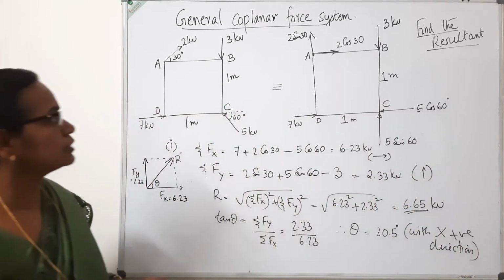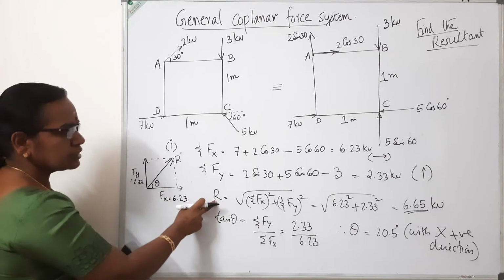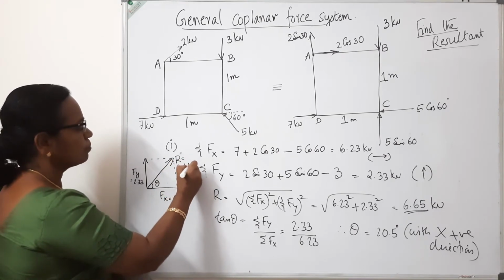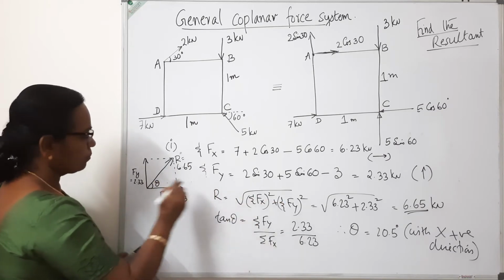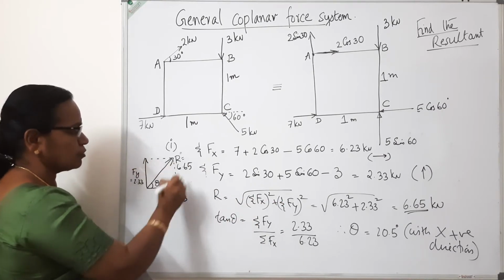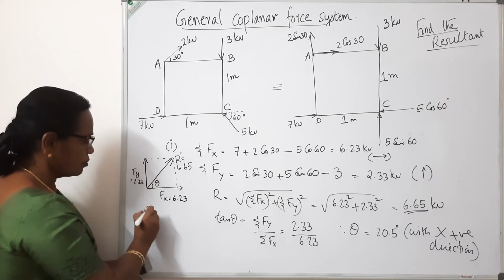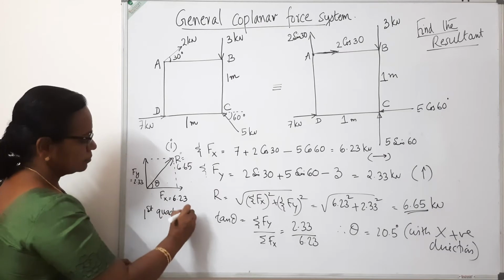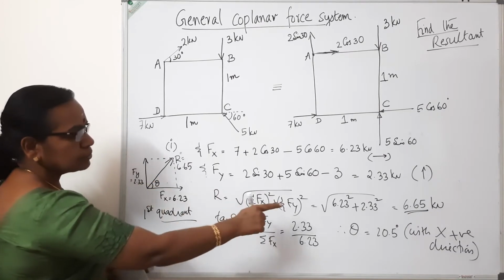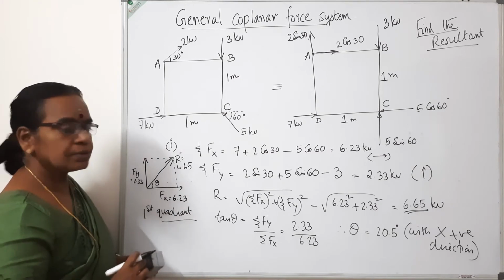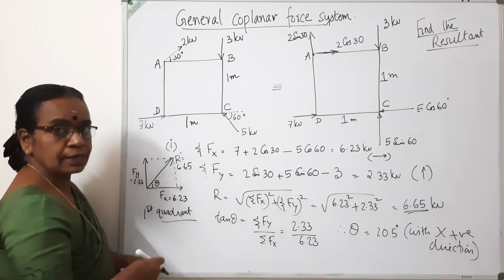So we have found out the first step. The magnitude of the resultant as 6.65 kilonewton. We got this 6.65, and this angle theta as 20.5 degree. This is in both Fx positive, Fy positive. So it is in the first quadrant. So the resultant falls in first quadrant, and it makes an angle of 20.5 degrees with the x positive direction. So this much steps, it's very easy.